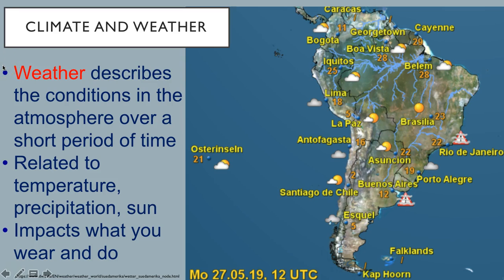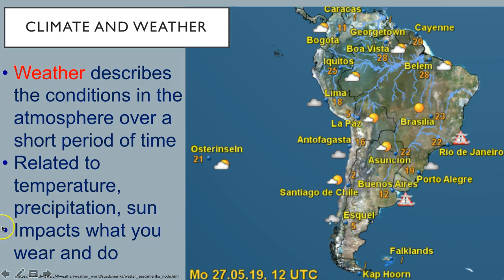Weather describes the conditions in the atmosphere over a short period of time. For example, on May 27th, it was a cloudy day in Lima with a high temperature of 18 degrees. Weather is related to temperature, how hot or cold it will be on a given day, and precipitation, will it rain or snow, and whether it will be windy or sunny or cloudy.